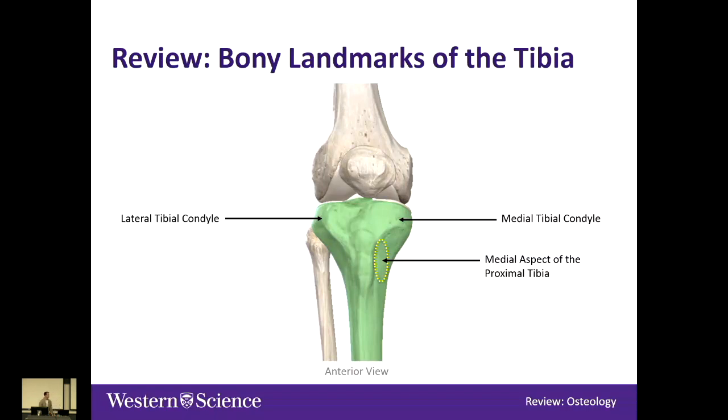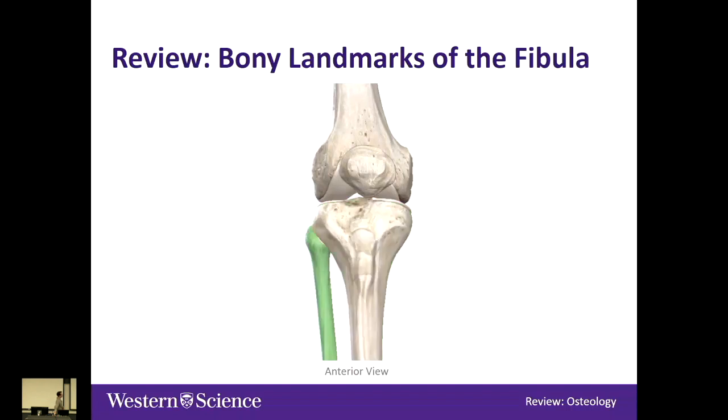Okay, so those are the 3 basic landmarks that we'll see on the tibia, and any of the muscles that are attaching onto those condyles or onto that proximal aspect of the tibia are all going to have some sort of action at the knee joint because it's crossing the knee. So we'll see if that does flexion or extension, but it will be doing something.